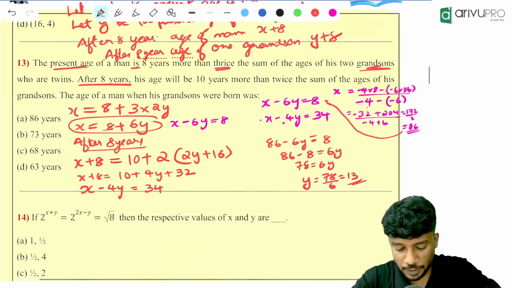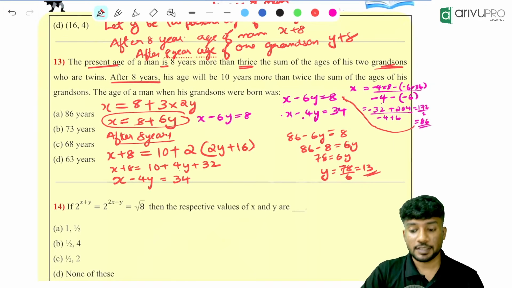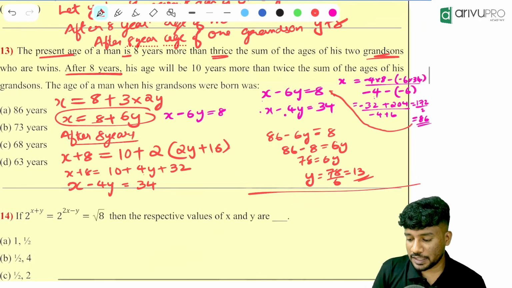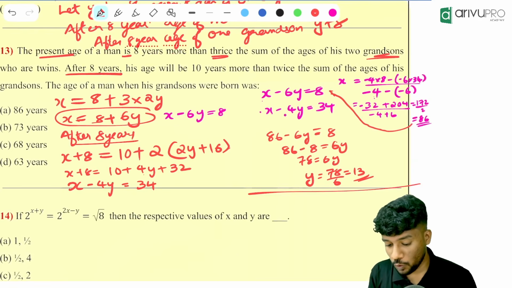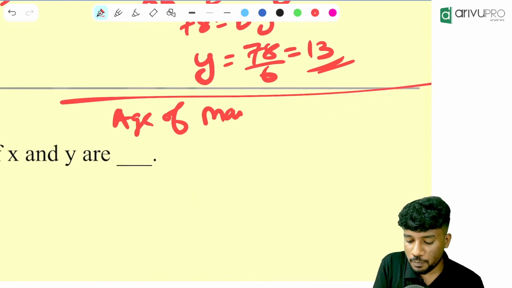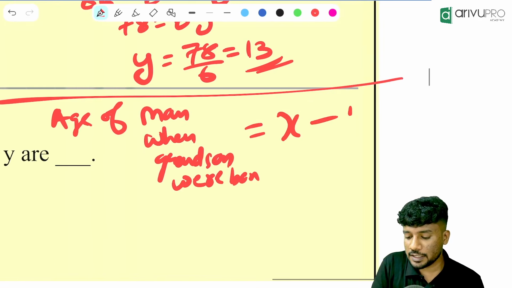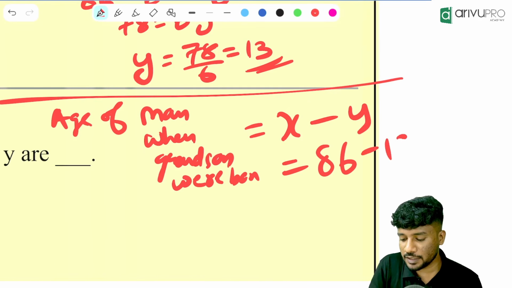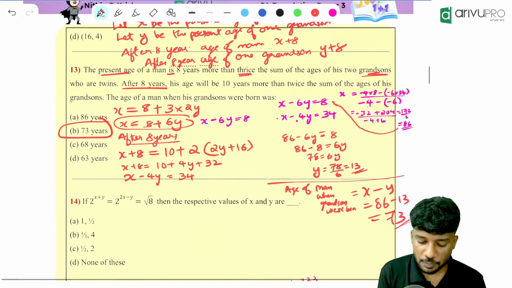Now the question is what, people? Age of the grandfather when the grandsons were born. That means present age is 86. Presently grandson is how much? 13. So what will be the age of the grandfather, age of man when grandsons were born? When born is equal to x minus y, or it is like 86 minus 13, which is equal to how much, people? 73. Very good question, people.